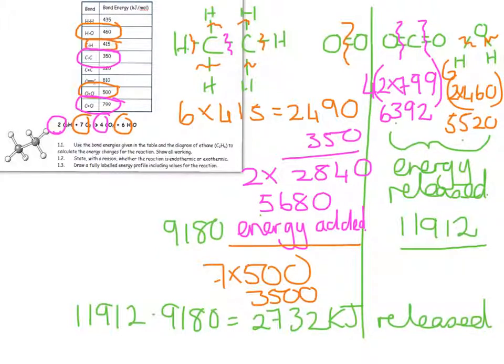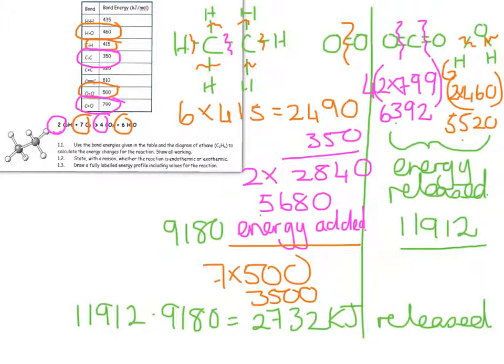State with a reason whether this reaction is endothermic or exothermic. Because the energy is being released, this is an exothermic reaction. More energy is released than the amount of energy that has been added into the reaction.